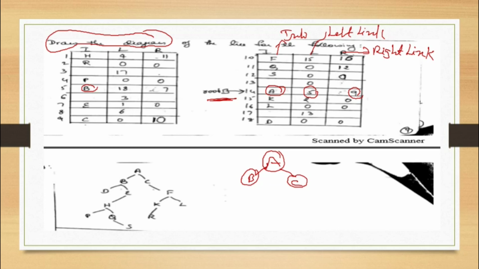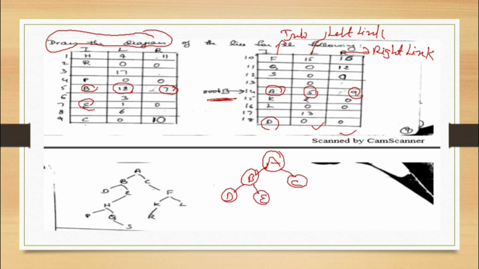Now if I go to the fifth location, I get the left link of B, which is sitting in the 18th location, which is D. D has 0 and 0, that means it is a leaf, D doesn't have a left and right child. Next, if you go to the right of B, you have to go to the 7th location. In the 7th location I have E, so B has a child called E.